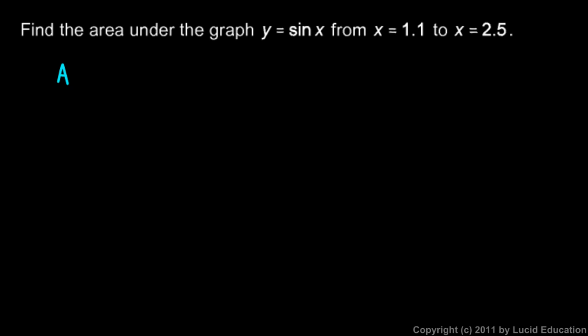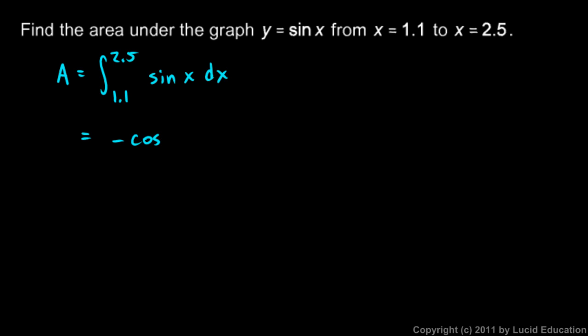Okay, here we go. The area under the graph that we're looking for is going to be the integral from 1.1 to 2.5 of the sine function. So the integral of sine x dx. Now this is not hard. You just have to be careful not to get the negative signs mixed up. When we integrate sine x, what do we get? Well, the integral of sine x is negative cosine x.